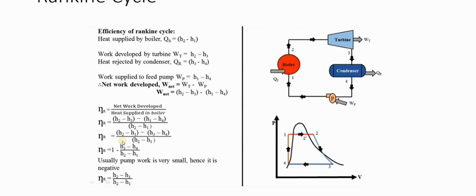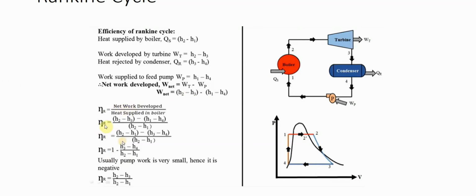So this is the output, and what is the input? We are feeding the water to the boiler. So the net heat supplied to the boiler is the input, and the output is the net work done by the turbine. So this is actually output over input. This is efficiency.